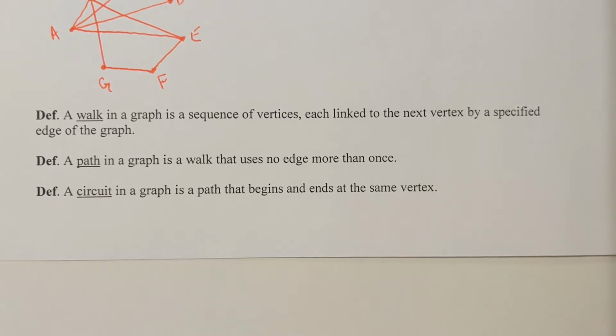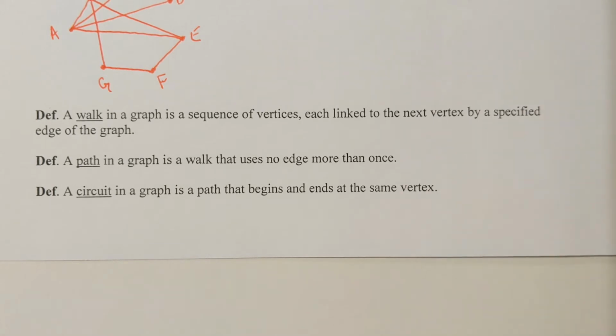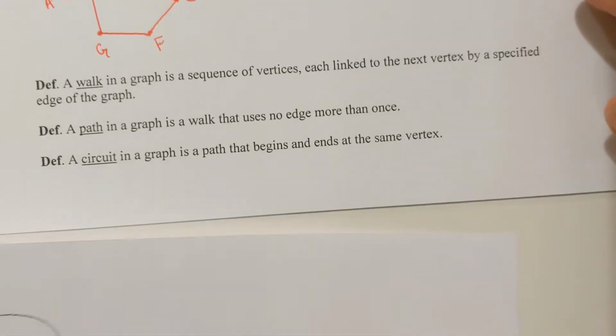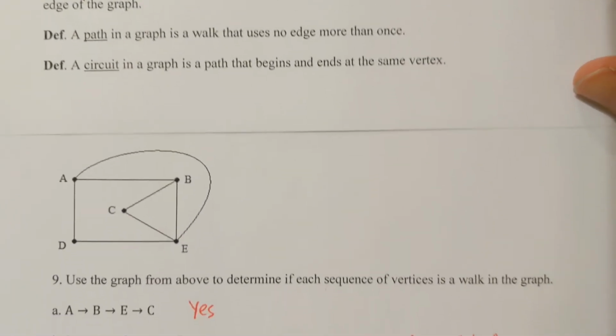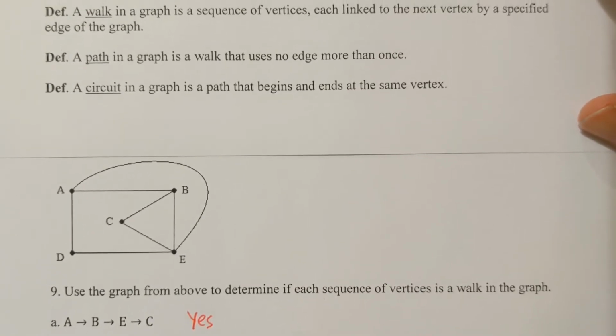So it says that a walk in a graph is a sequence of vertices each linked to the next vertex by a specified edge of the graph. A path in a graph is a walk that uses no edge more than once, and a circuit in a graph is a path that begins and ends at the same vertex. Okay, so if we take a look at this example here, this is a graph that we've already used before.